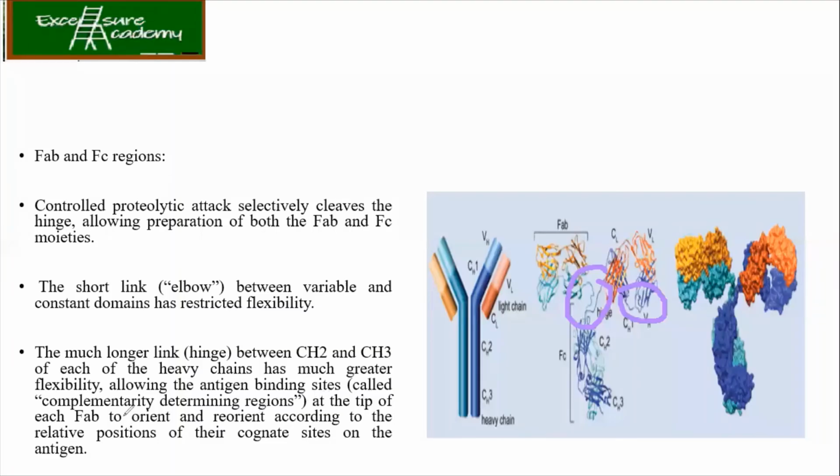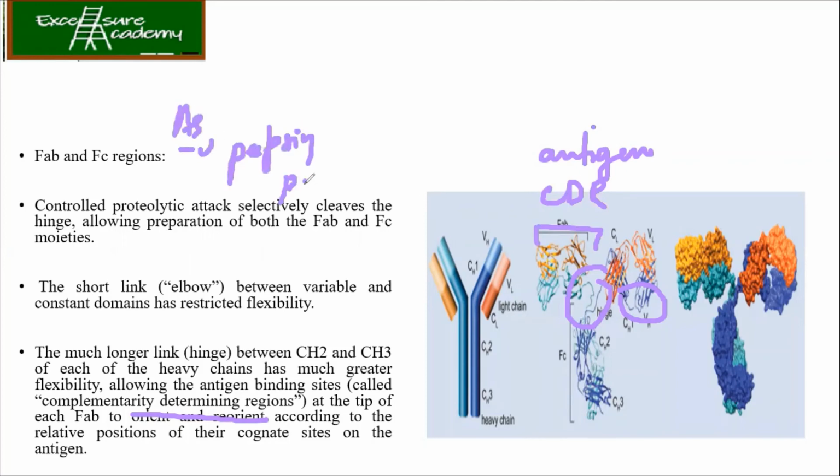So they are also called the CDR, that is complementarity determining regions, at the tip of each Fab. This is called your CDR, and this is where your antigen binds. Is this clear? Your assignment is to find out the action of pepsin and papain on antibodies, IG. Pepsin gives you a Fab or an Fc, or papain gives you a Fab or Fc. This you need to find out.